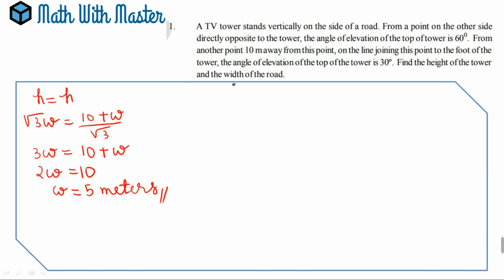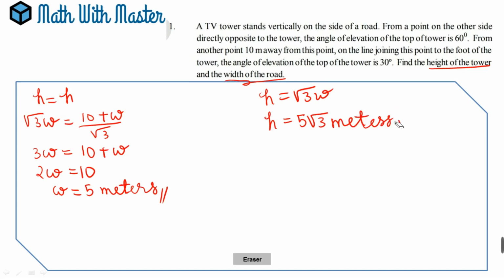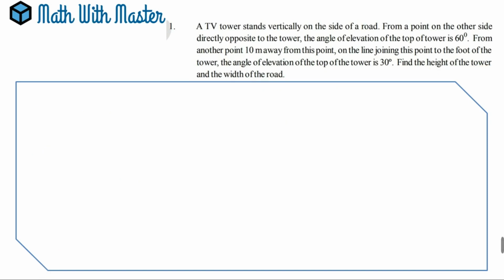Now we have found the width of the road. Now we have to also find the height of the tower. So we know that h is equals to root 3w. Now we know the value of w, so h is equals to 5 root 3. So the height of the tower is 5 into root 3 meters, and the width of the road is 5 meters.